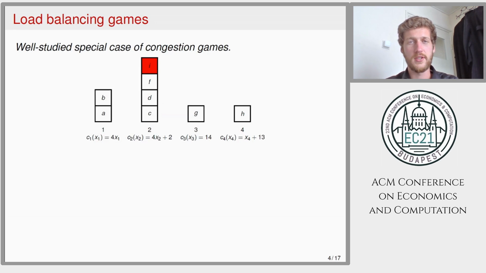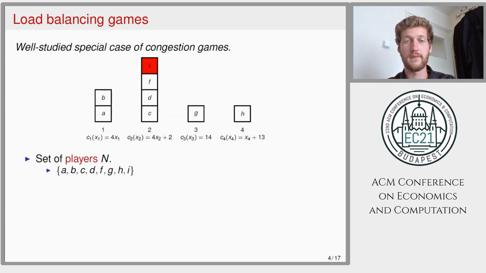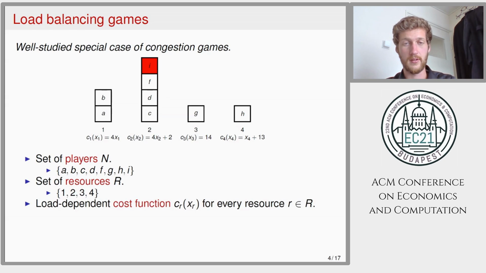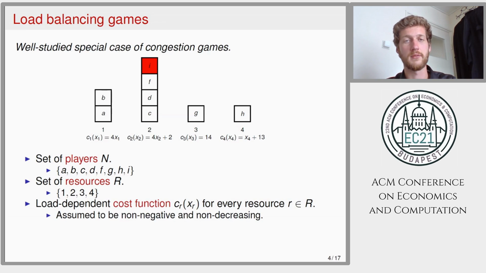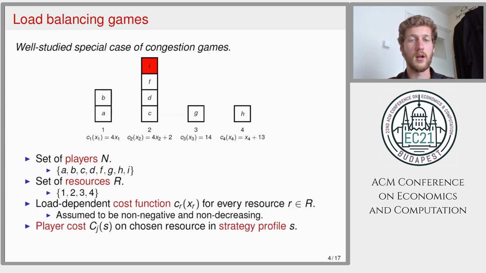So, load balancing games consist of a number of objects. First of all, there is a set of players, which are A, B, C, D, F, G, H, and I in the example above. Secondly, there is a set of resources, which are the resources 1, 2, 3, and 4 in the example. Thirdly, there is a load-dependent cost function that is used to measure the amount of congestion on a particular resource. So in the example here, all the cost functions are so-called affine, in the sense that they depend linearly on the amount of congestion on a resource, but in general, we assume them to be non-negative and non-decreasing. And finally, there is a notion of a player cost under a given strategy profile.